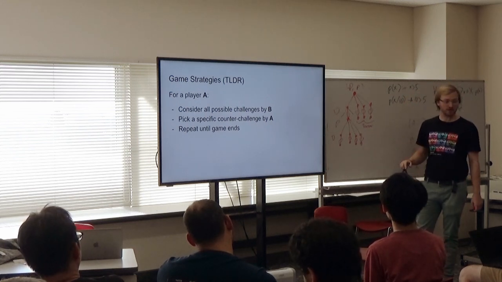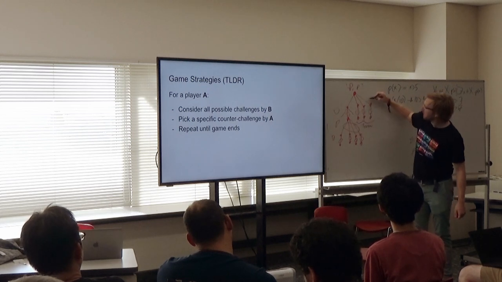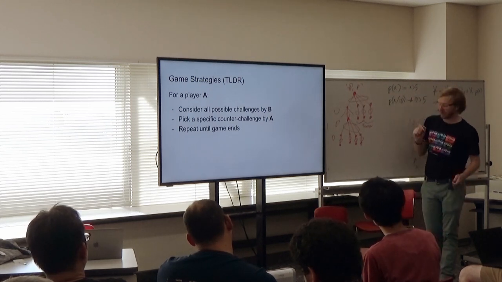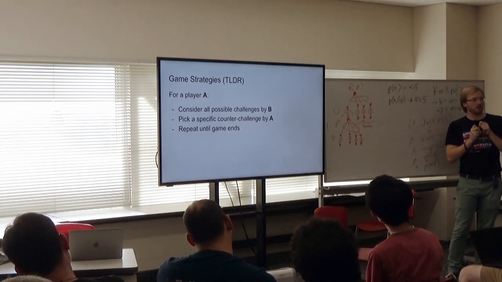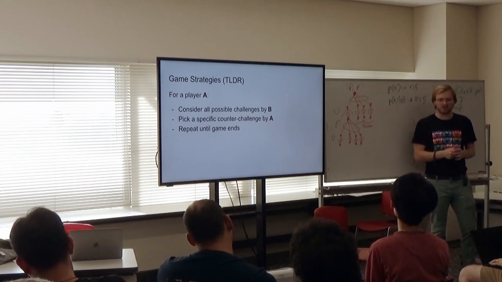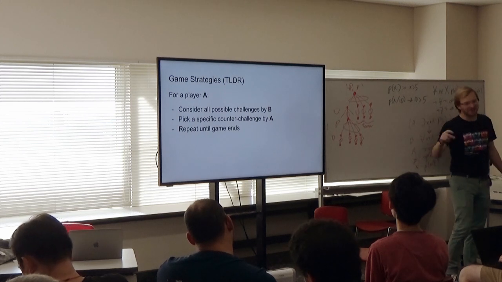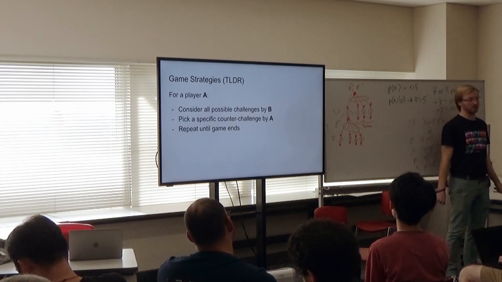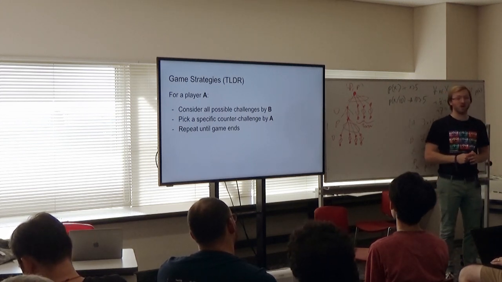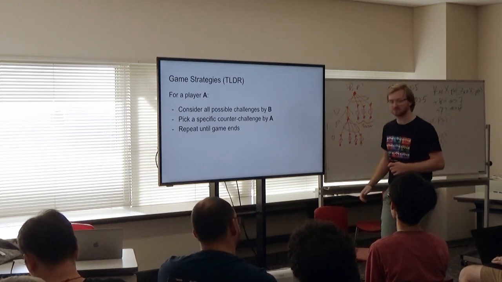So these are all unique, and then all possible plays by the opponent have to be enumerated. Does that make sense? This is a strategy. Anything that my opponent does, this is what I'm going to do. Anything he does after that, this is what I'm going to do. That's a strategy. Does this make sense? Questions, comments, concerns?